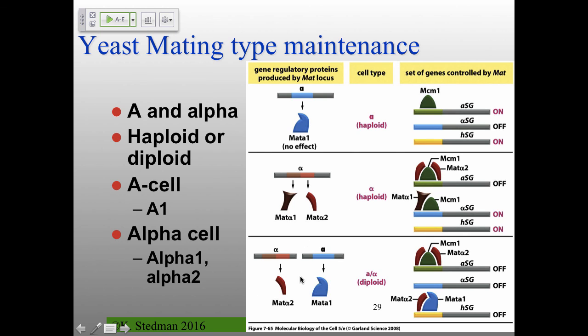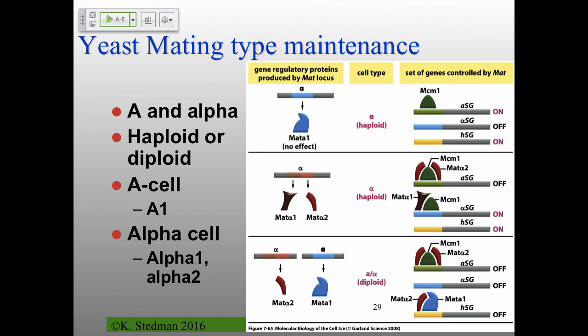If, however, you now have a diploid cell, which has these two together, you have MAT-A1 and MAT-alpha2, which will suppress your haploid-specific genes. You still have MAT-alpha2 that suppresses your A-specific genes, and nothing which is stimulating the alpha-specific genes. So this is the process. Once you've made the mating type switch, you have either presence of MAT-A1, presence of MAT-alpha1 and MAT-alpha2, or the two of them together. And again, diploid happens when you have an A cell that comes together with an alpha cell, and that's now diploid.